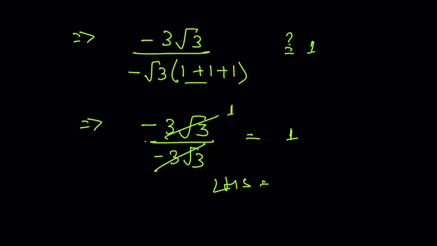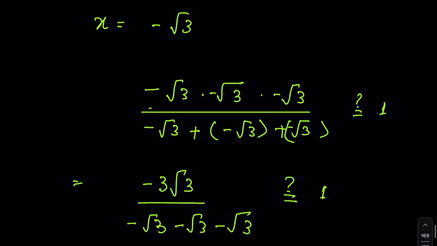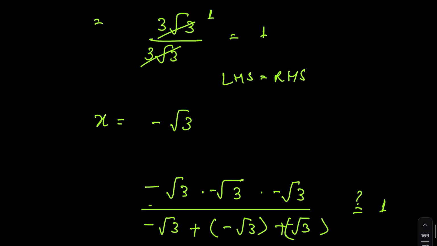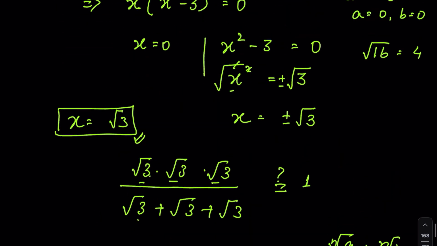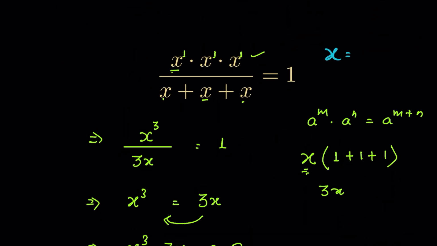LHS equals RHS. Therefore x equals minus square root of 3 or plus square root of 3. So x equals plus square root of 3 and minus square root of 3.